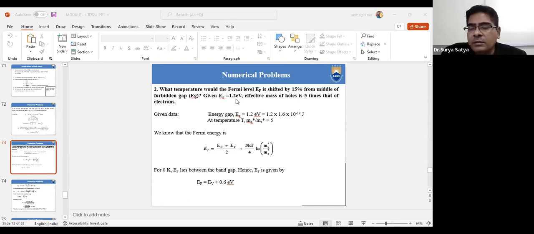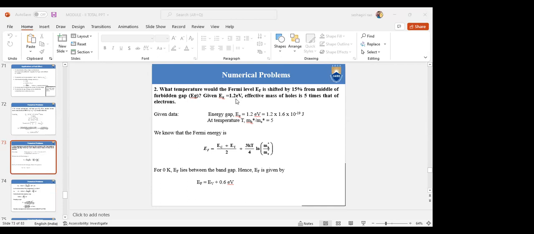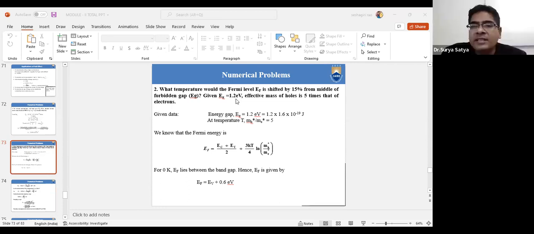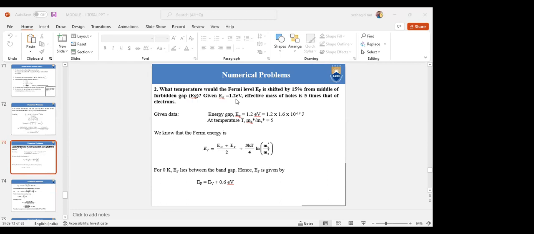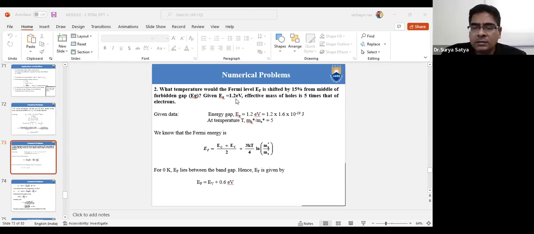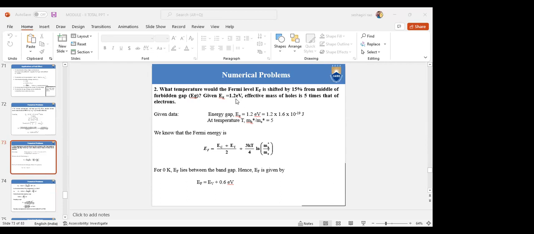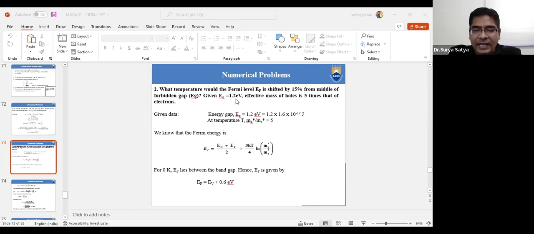Was it the same question? Yes, sir. We discussed this problem in the class. Yes or no? Yes, sir, we discussed, but we have some doubt. Sir, how did you get EF equal to EV plus 0.6, sir? For 0 Kelvin, the Fermi level lies in the middle of the band gap. Hence, EF is given by EV plus 0.6 electron volt. That is what is given. EF is shifted by 15% from the middle of the forbidden gap.